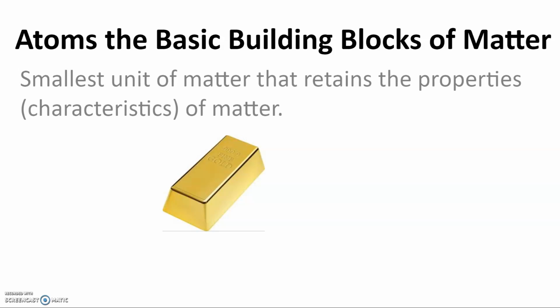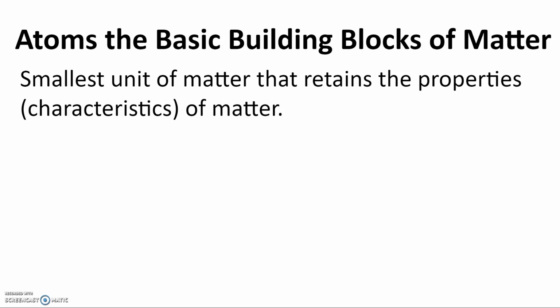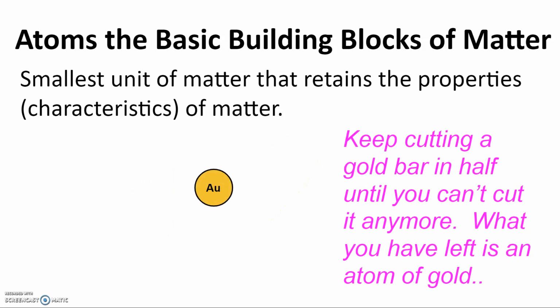One way to think about it is if you take a gold bar and you divide it in half, and you just keep cutting it in half until you can't cut it anymore, what you'll have left is an atom of gold. And what makes that an atom of gold? Well, it still retains some of the properties or characteristics of the gold bar, but you can't divide it anymore. And if you divided it further, it would no longer retain those characteristics or properties.